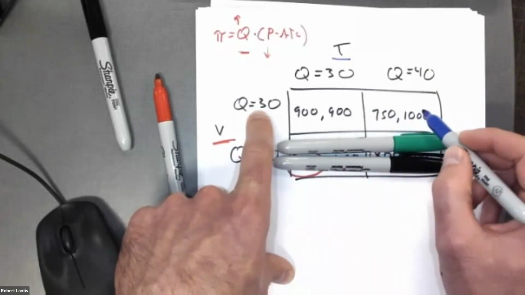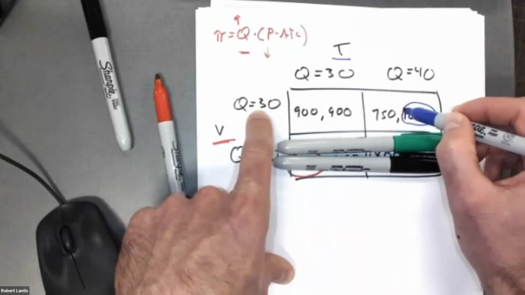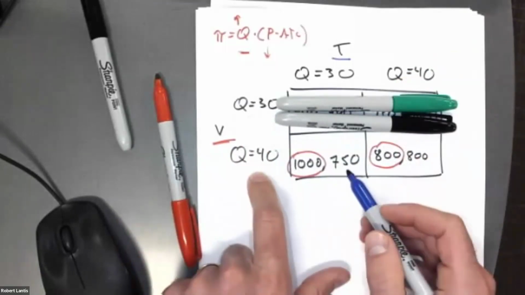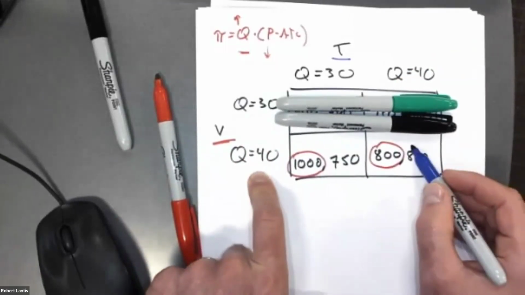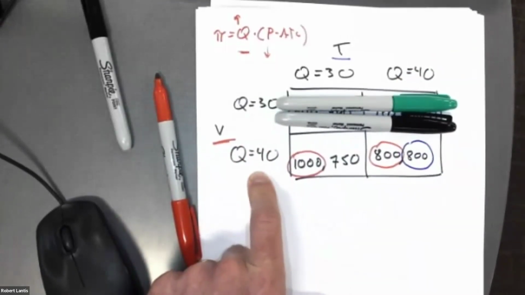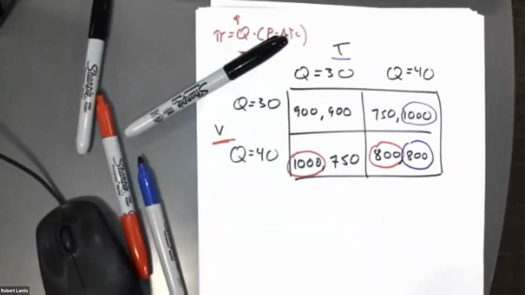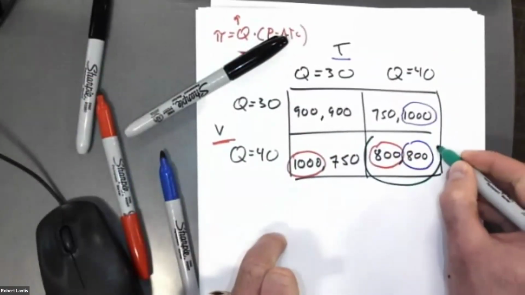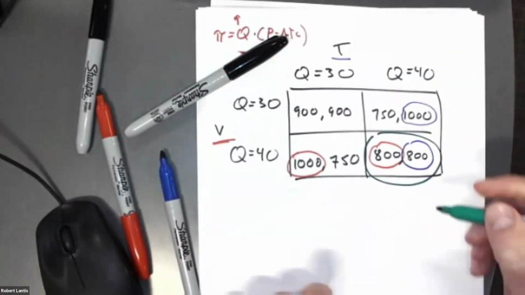Sorry, 900. If they break the agreement, they get 1,000. 1,000 is better than 900. If Verizon breaks the agreement and I don't, I get 750. If I also break the agreement, I get 800. That's a little bit higher. So what do we end up with? This Nash equilibrium where we both produce a higher quantity.